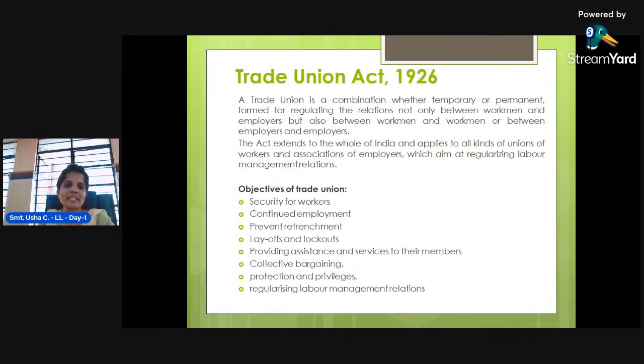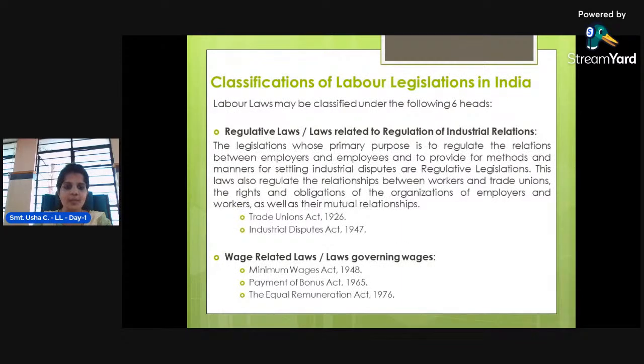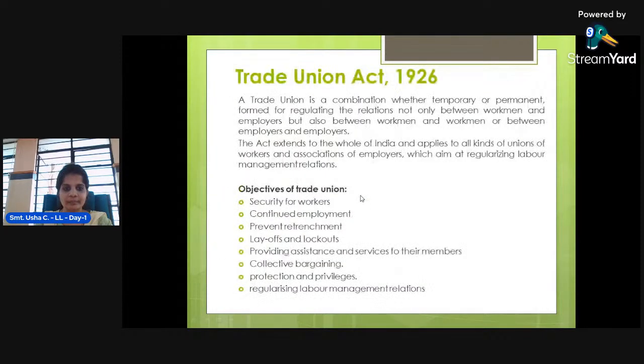Okay, this is the first law. This is a regulative law. You can see here the Trade Union Act of 1926. This Trade Union Act is a regulative law, established in the year 1926. With what intention was this established, and what does a trade union mean? I'll give you one example.